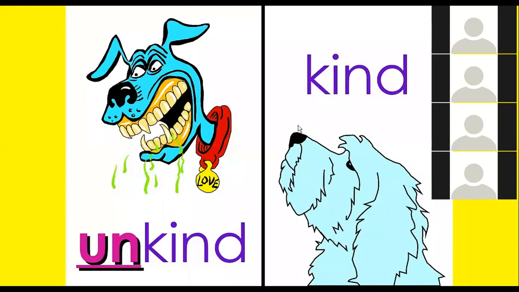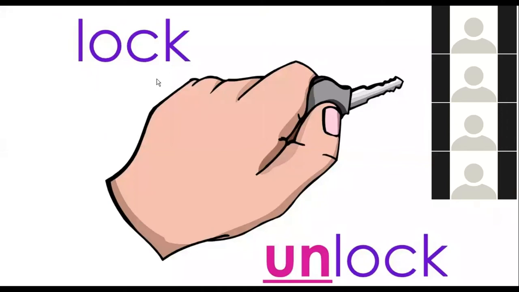Here also, the prefix un is added to the beginning of the root word kind: unkind. It gives a sense of negation. Lock, unlock. Lock karanawa, unlock lock eka ivat karanawa. The usage of the prefix un.